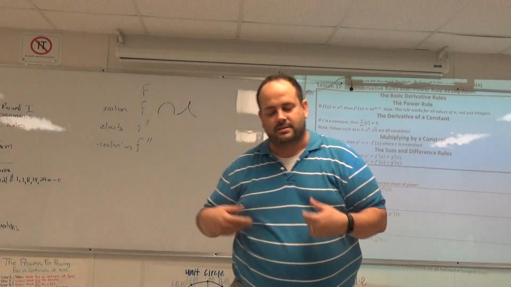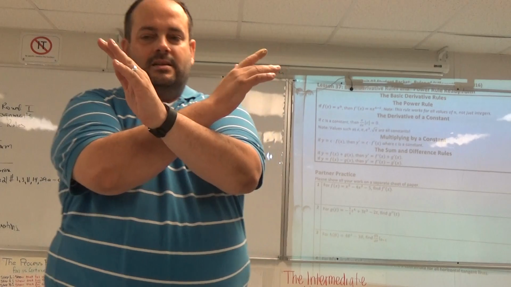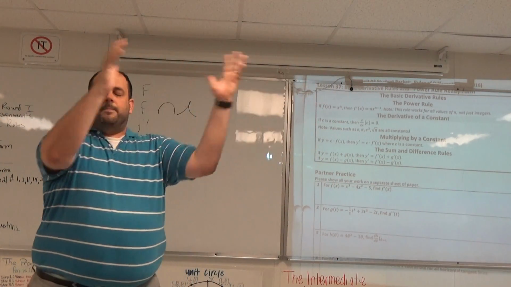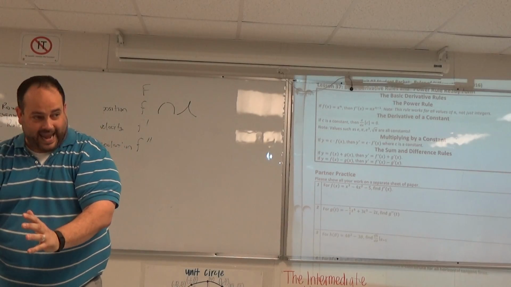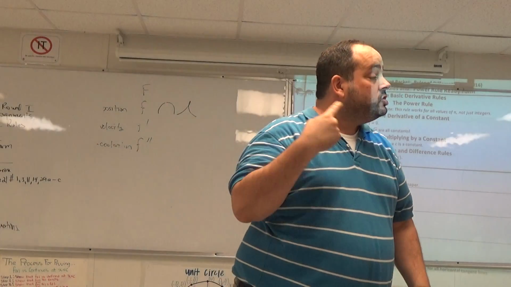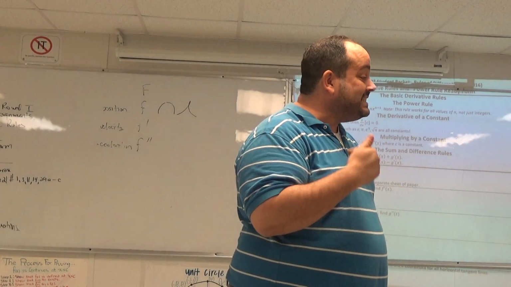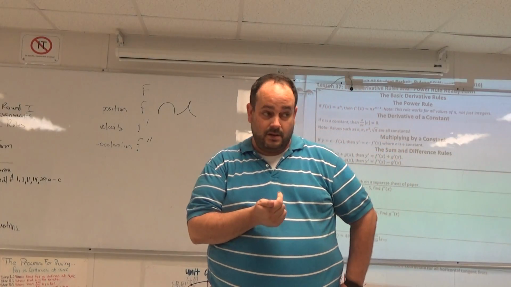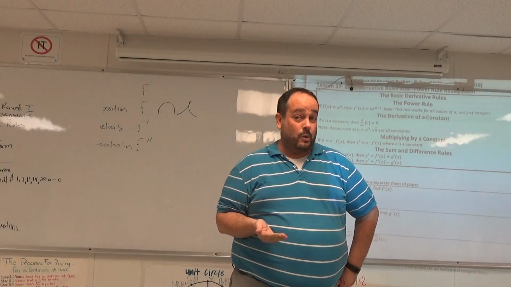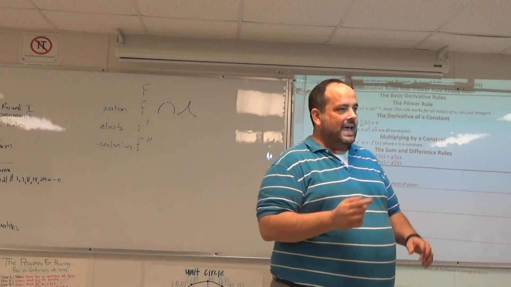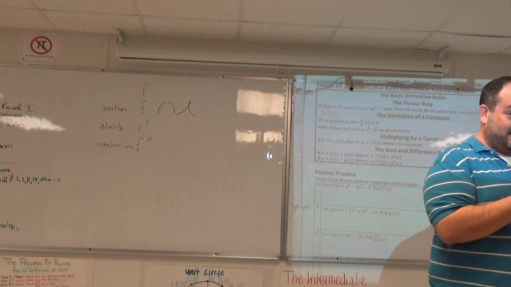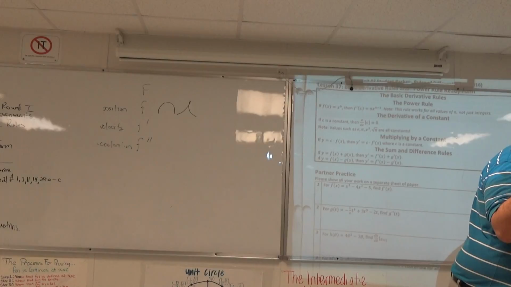The power rule says, if I have x to a power, how do I find the derivative? Bring the power down. And reduce the power by 1. So you all know, for example, that the derivative of x to the 5th power is 5x to the 4th. And the derivative of x to the pi power is pi times x to the pi minus 1.